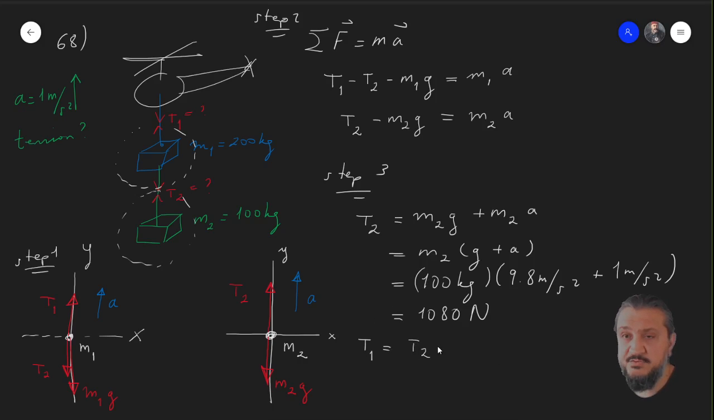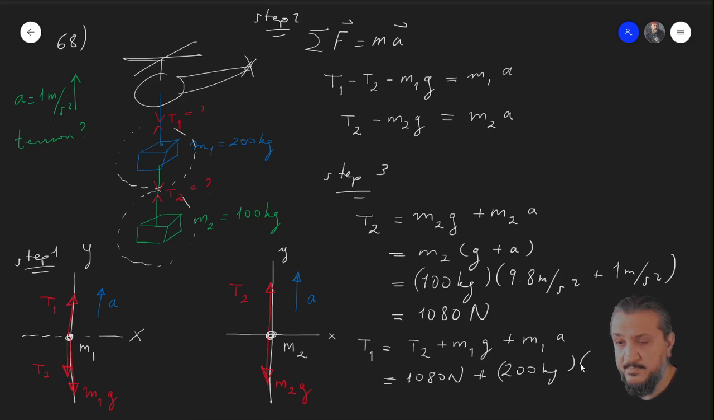Now take that T2 and plug it into the first equation to solve for T1. T1 is T2 plus M1G plus M1A. So we have here 1080 newtons plus M1, which is 200 kilograms, times A, same A, 1 meter per second squared plus 9.8 meters per second squared. Okay, so you finish this and you get your tension in the upper cable. Okay, so let me stop the recording and let this cat out.